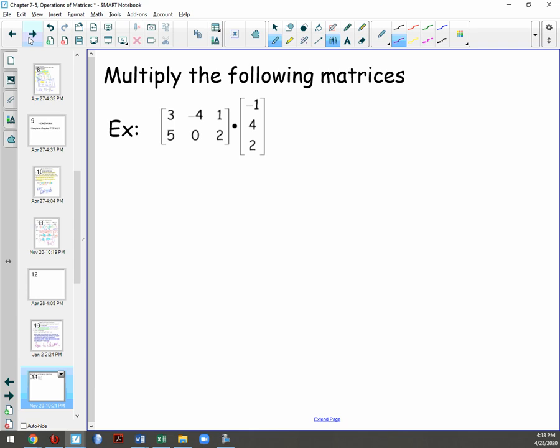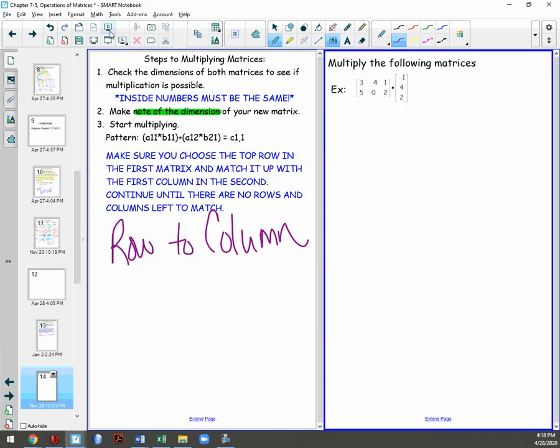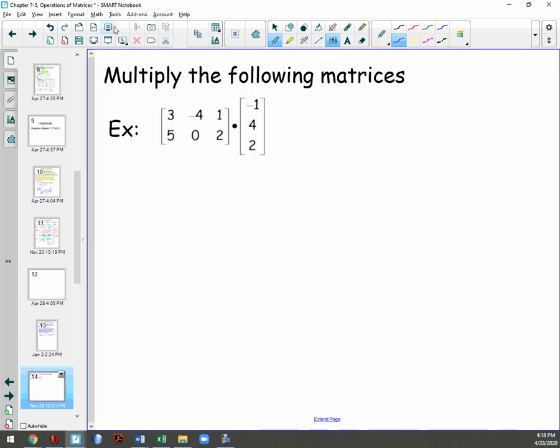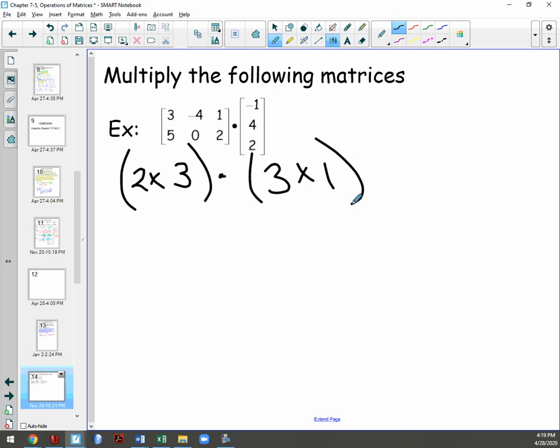The very first thing we're going to do, according to the steps, is check the dimensions of both matrices. So if I check the dimensions of both matrices, I say, okay, this one right here is 2 rows by 3 columns, and my second matrix has 3 rows by 1 column. So check it out.